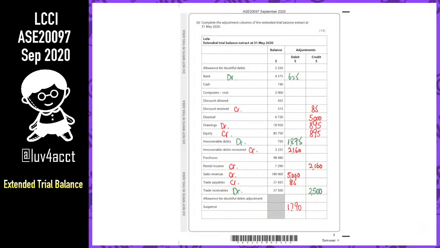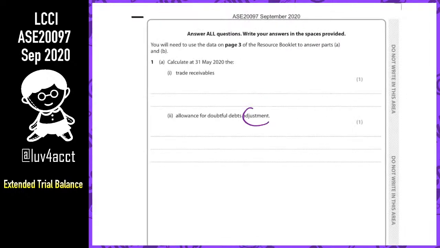And then let me look at the allowance for doubtful debt, 2250, opening balance. Okay, so let us finish this one. So originally it is 37500. Okay, and we have to reduce by the amount of payment and irrecoverable debt. That gives you a balance of 35000.